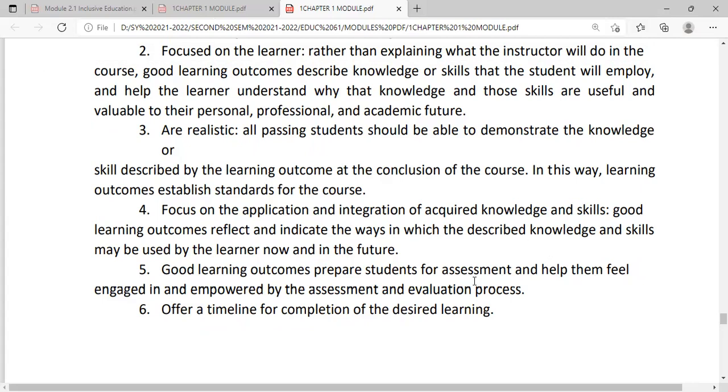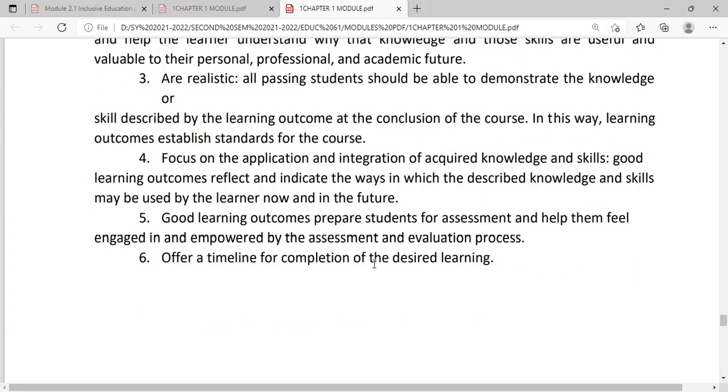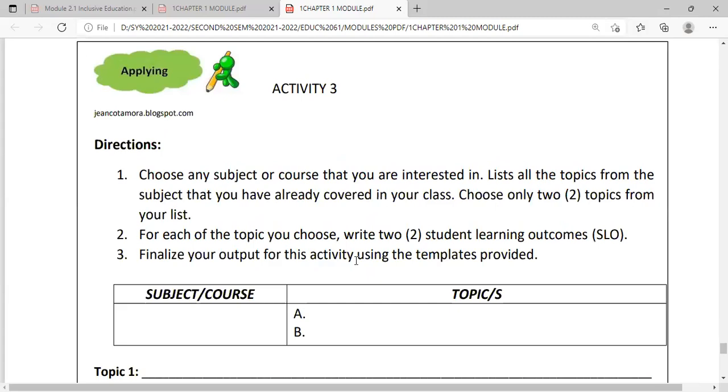It should focus not on the present but on the future. So when you assess them next week, they will be able to answer and do it, because your objectives or outcomes are preparing them for the major assessment. Offer a timeline for completion of the desired learning. So these are what we should remember and consider in making our outcomes.